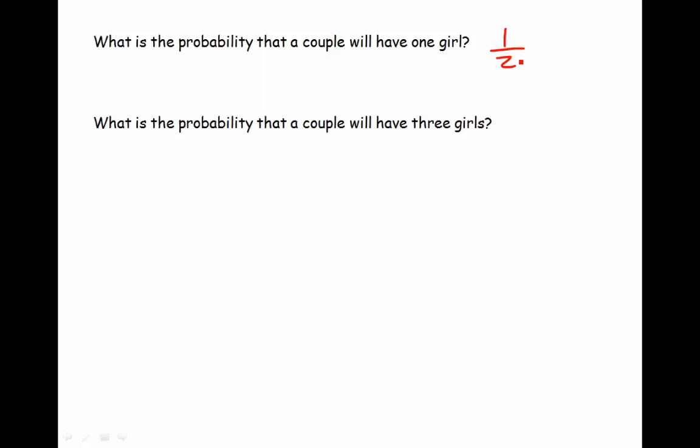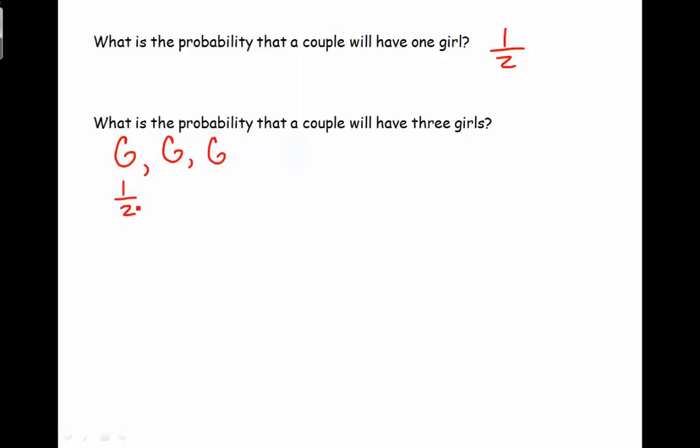Well, what if we say, okay, they're going to have 3, and we want to know what is the probability that a couple is going to have 3 girls? Well, keep in mind that successive offspring are independent events. So really what we're saying in this question is that we want to know the probability that the first child is going to be a girl, the second child is going to be a girl, and the third child is going to be a girl. And if they are independent events, we first want to calculate the individual probabilities of each one of those events. So the first time they're going to have a child, the probability that that child is going to be a girl is 1/2. Okay, so that's the probability for the first one.